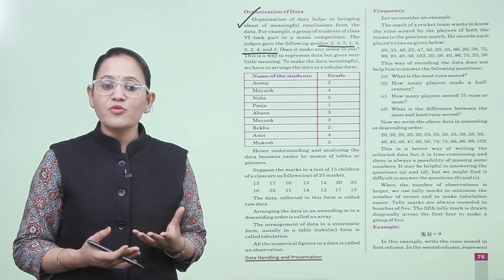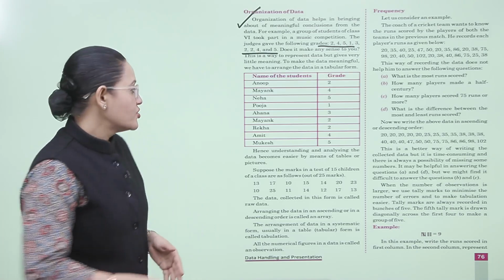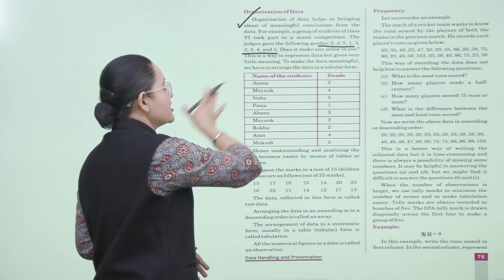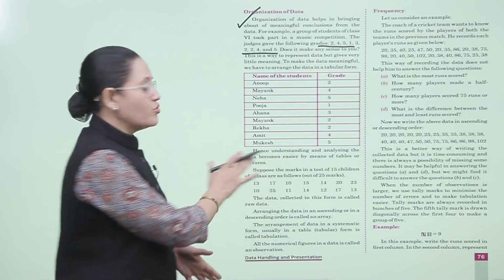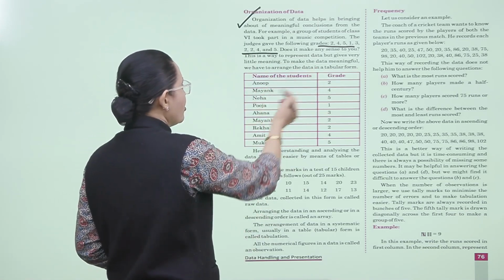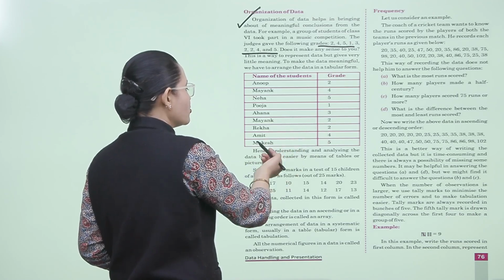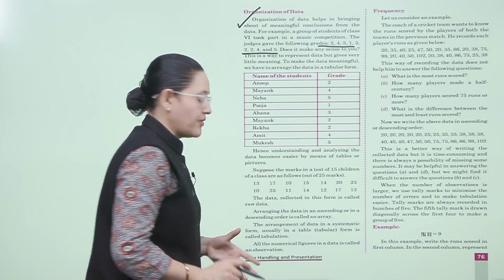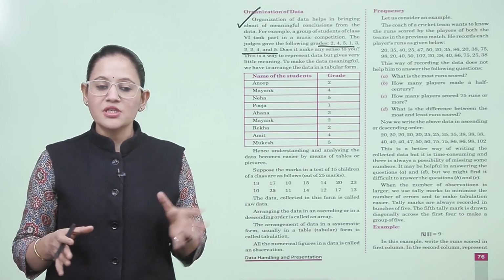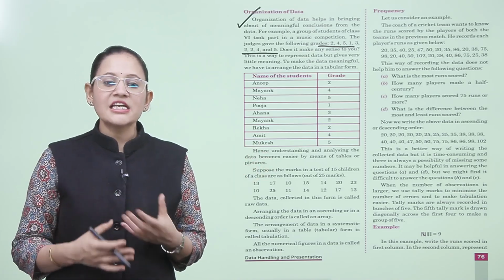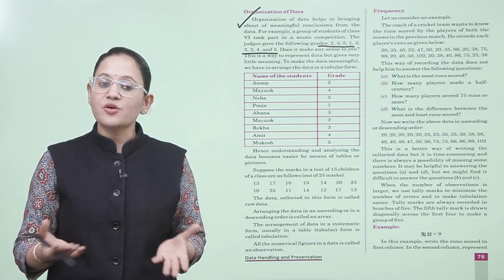To make the data meaningful, what do we have to do? We have to arrange the data in tabular form. So, if we arrange the data like this, here we have taken the name of the student and the grades. Anup got 2, Mayank got 4, Neha got 5, Pooja got 1, Ahana got 3, Mayank got 2, Rekha got 2, Amit got 2 and Mukesh got 5. Now it is very easy to understand and reach any conclusion by looking at this data. Hence, understanding and analyzing data becomes easier by means of tables or pictures.